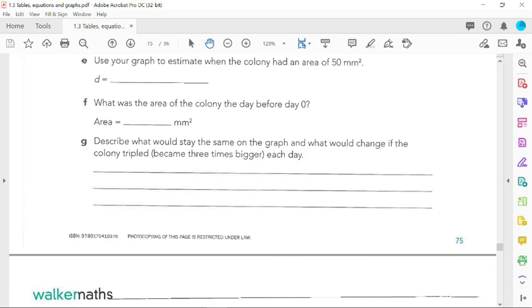Yeah, so that would stay at 5 because it says day 0, and 0 to any power doesn't matter. So the 5 part is going to stay. What would change? The steepness. Exactly. It would be much steeper, right? So that colony would cover the water much faster. The gradient would increase significantly. So just think about what it would do to the graph.